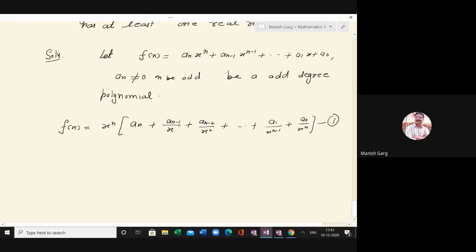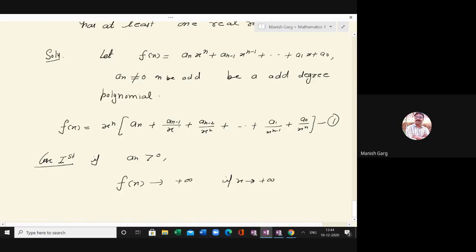Here a_n is not equal to 0, so a_n can be positive or negative. Clear point or not? You need to prove it for both cases. If a_n is greater than 0, if this is positive, what can you say about f(x) as x tends to plus infinity?